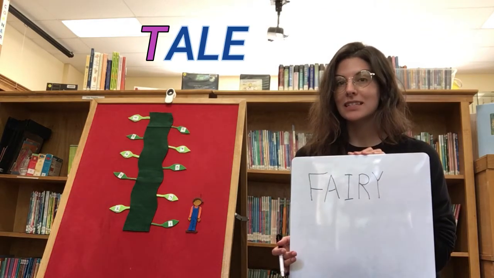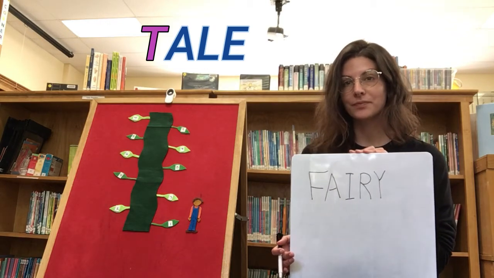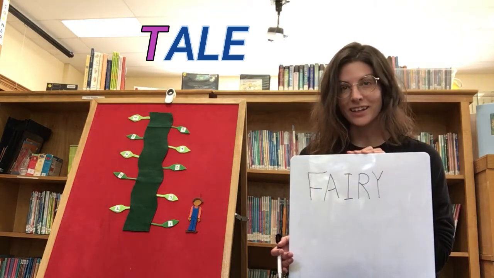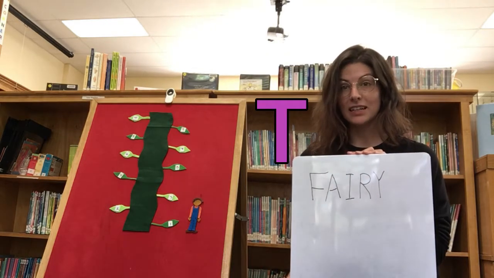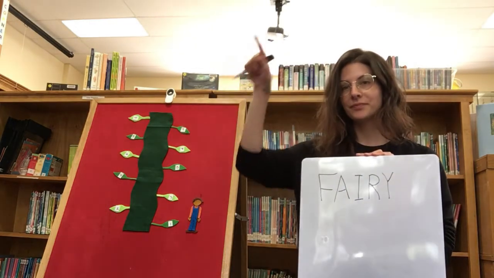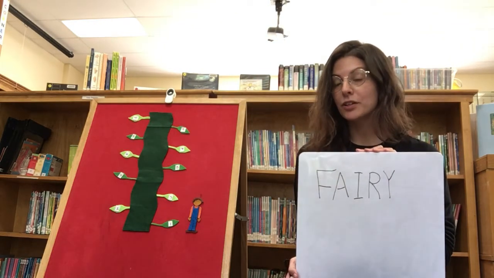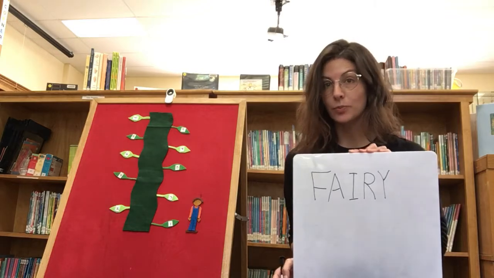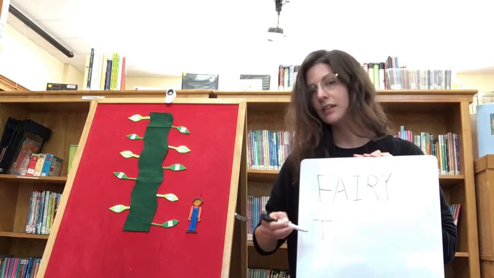What letter does tale start with? It makes a t sound. That's right, it starts with the letter T. Can you draw a T in the air? T. If you have a piece of paper, you can try writing the letter T on your piece of paper. T for tale.